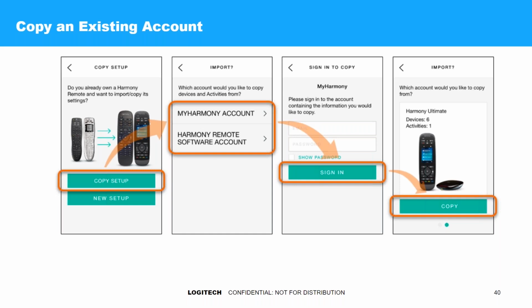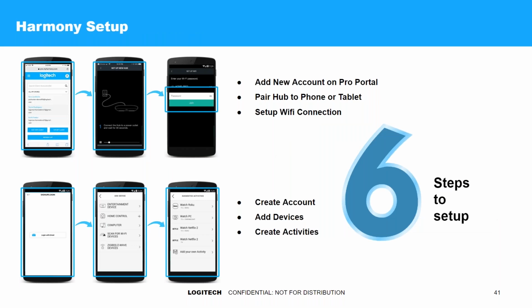So you can, for instance, copy a configuration. Maybe you're doing 2 guest rooms with a similar setup. You can actually copy them from the same account, or maybe you're upgrading a customer with an older Harmony remote. You can also copy a different account from our legacy system and simply import it with the account credentials.